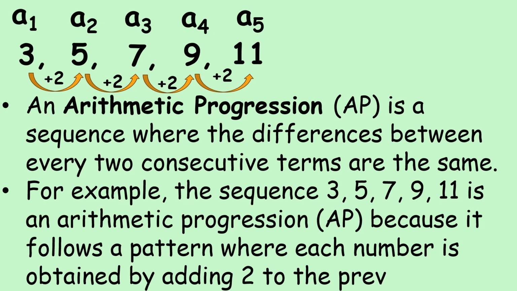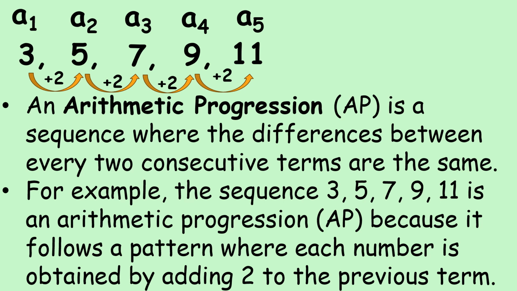Like we clearly stated, 3 plus 2 is 5, 5 plus 2 is 7, 7 plus 2 is 9, 9 plus 2 is 11. So there is a common difference, and it has been established throughout. The difference between every two consecutive terms is the same. Therefore, we can say that it is an arithmetic progression.